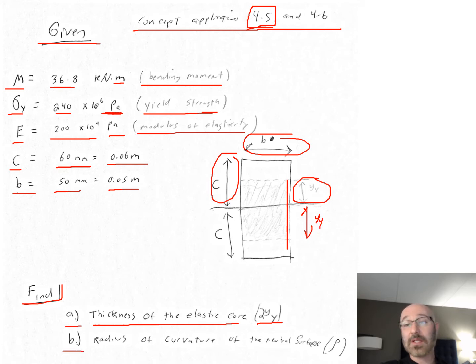So that's why it will be 2 times our y sub y when we add those two together. And then the second thing they asked us to solve for in part B was the radius of curvature of the neutral surface. So this is our rho variable that we'll be solving for.